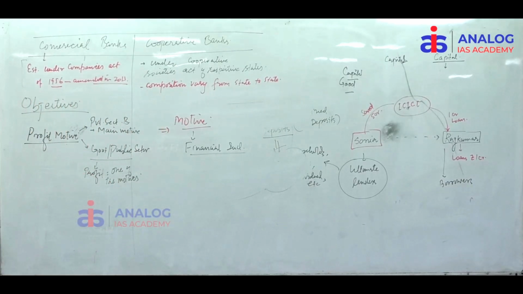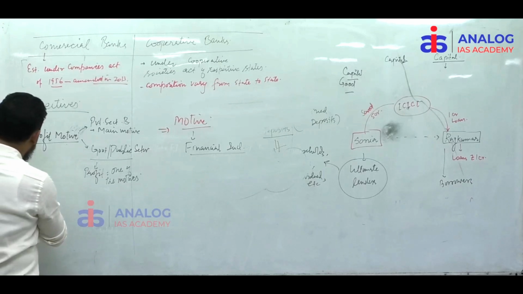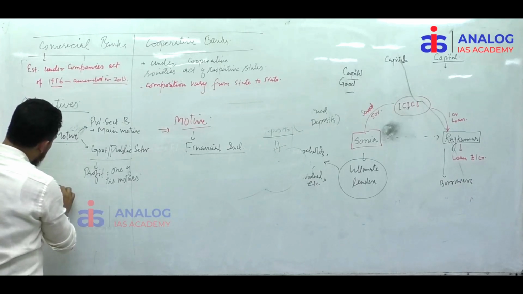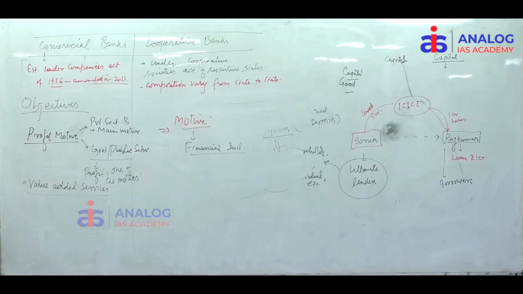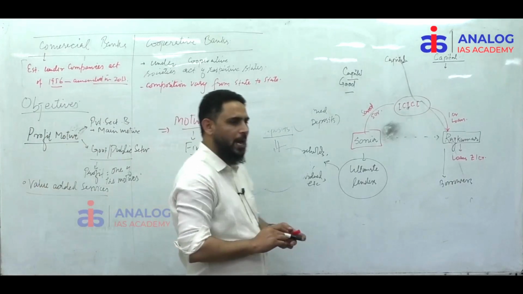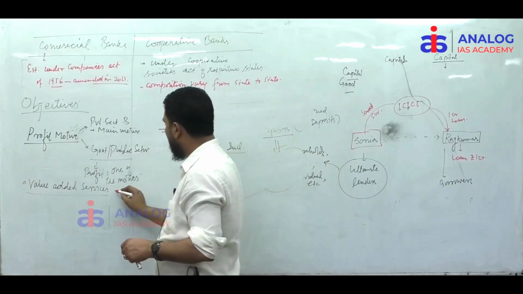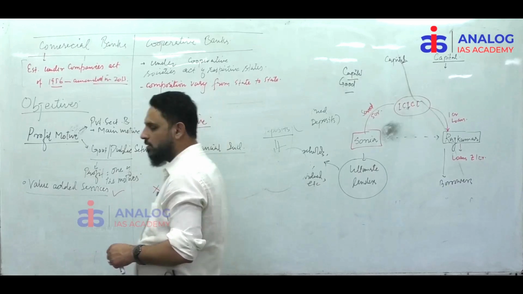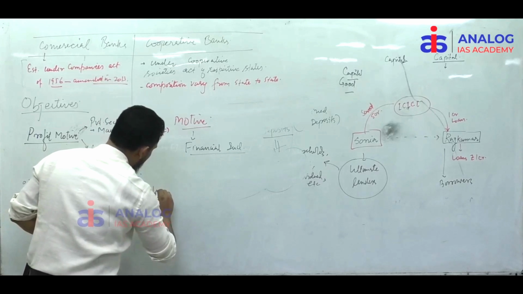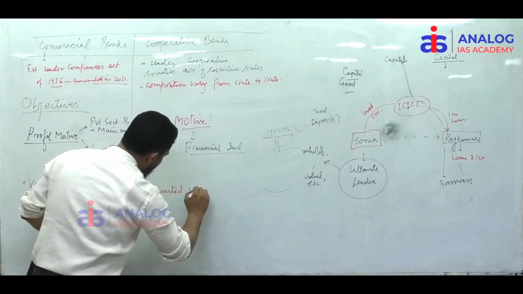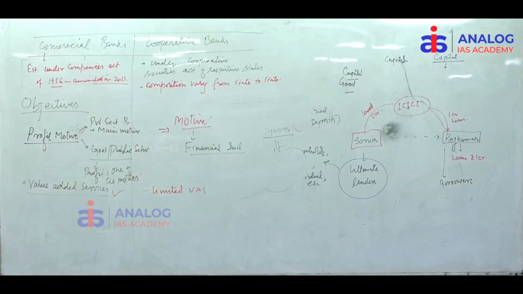Now, after seeing the motive or objectives, we will see what their additional benefits are. Do they provide value added services? Value added services means apart from normal banking services, do they provide you with debit card, credit card, check books, application, online based services? Yes or no? No value added services in cooperative banks. You cannot write no abruptly because some of the value added services are available. So you may write limited value added services.